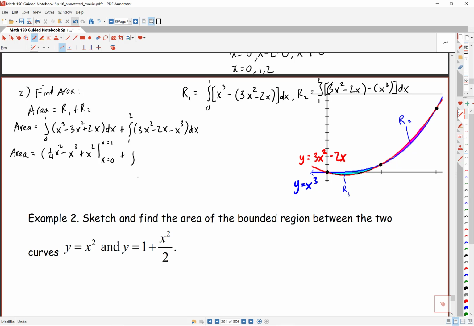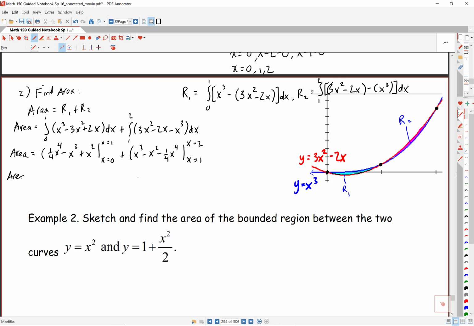So this will get us, for our first integral, 1/4 x to the fourth minus x cubed, the 3's will divide out, plus x squared, the 2's will divide out, and that's evaluated from x is 0 to x is 1. We'll be adding to that x cubed minus x squared minus 1/4 x to the fourth. Oh, sorry, I'm so sorry, this should have been x to the fourth. And that's going from x is 1 to x is 2.